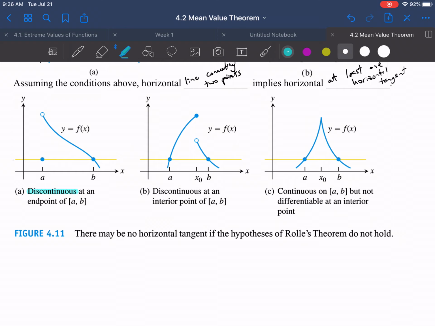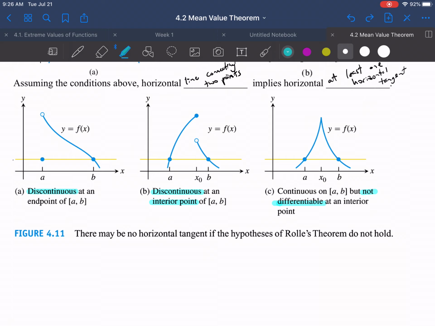Here, that's discontinuous at an endpoint. Here it's discontinuous at an interior point, right? And again, that also can make it so that we'd have no horizontal line. Everywhere you try to draw a tangent line, it's not going to be 0 sloped. And then the last one is continuous, but it is not differentiable at an interior point, right there. Again, we have no slope at that sharp corner, and so we can't do it.